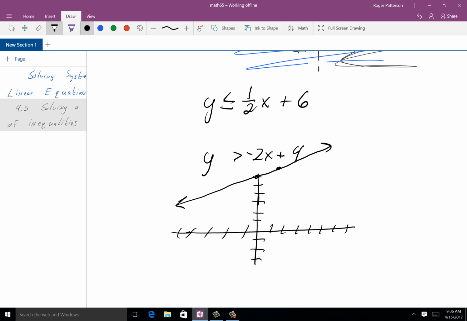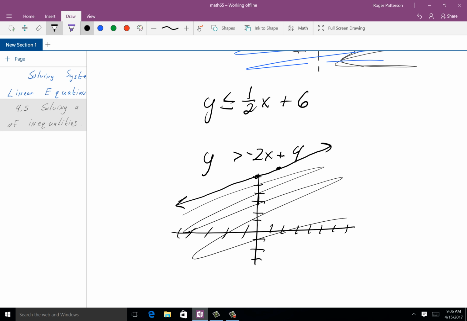This says that y is less than, correct? Does everybody agree with that? Y is less than. So which way would you shade? Would you shade above or below the line? Below. There you go. So then you would shade below the line. I'm going to shade everything down here, nice and light, nothing heavy.